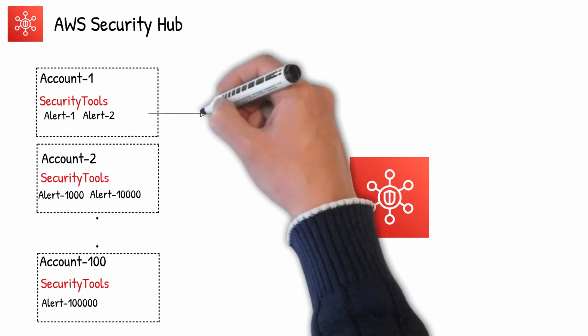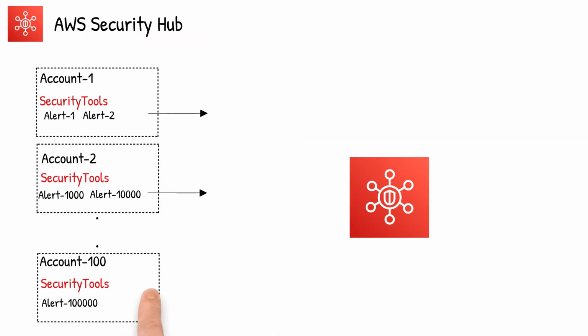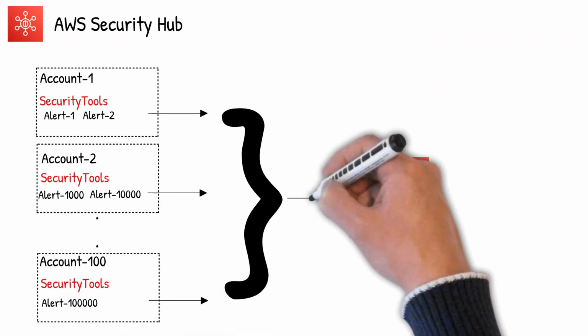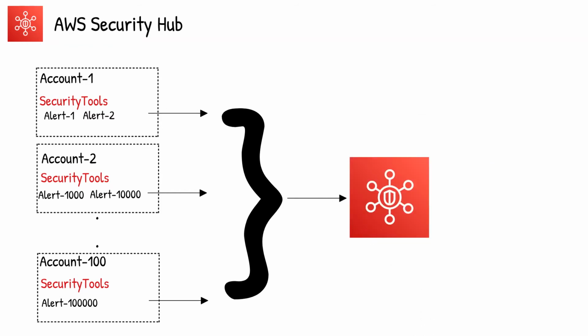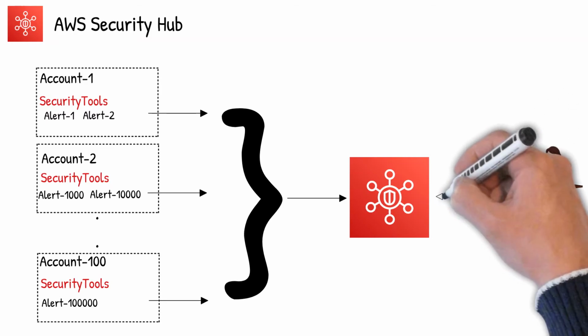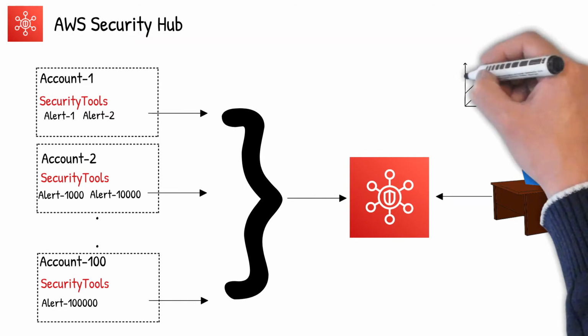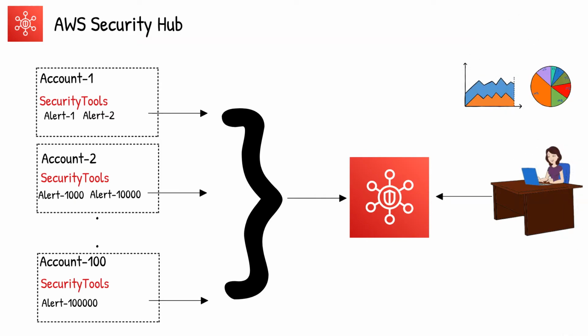AWS Security Hub gives you a comprehensive view of your high-priority security alerts, by aggregating, organizing, and prioritizing your security alerts or findings from multiple AWS accounts and services. Your findings are visually summarized on integrated dashboards with actionable graphs and tables.